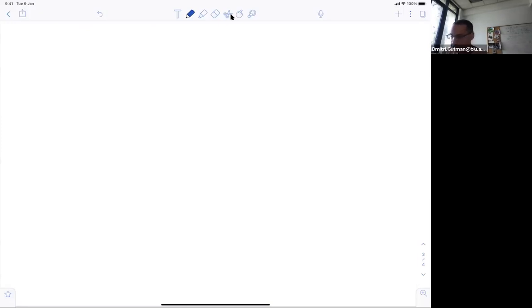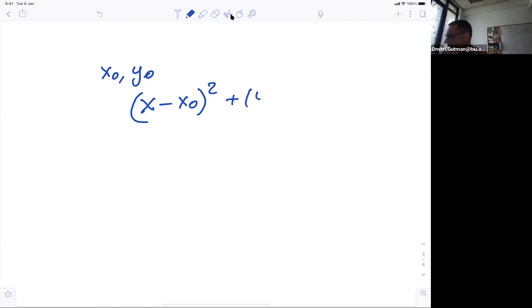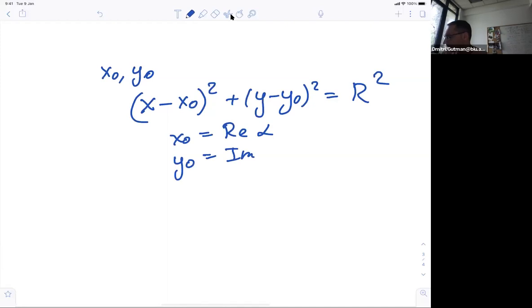How do we describe this circle algebraically? Well, if you have a circle around the point x0 and y0, then we know that the equation that describes the circle looks like this. So in our case, x0 is the real part of the complex number alpha, and y0 is the imaginary part of the complex number alpha.